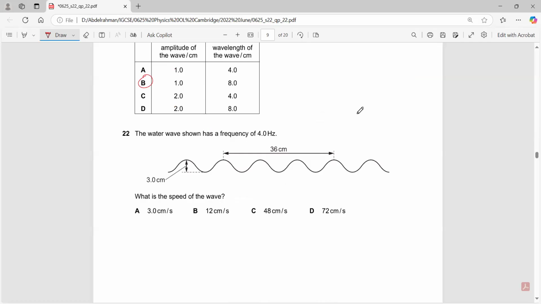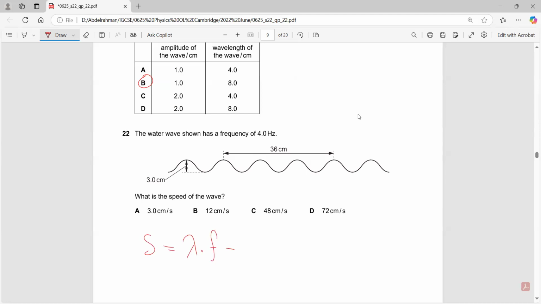Okay, that's a nice question. The water wave has a frequency of 4 hertz, and then you have 3 centimeters and 36 centimeters. How can I find the speed? Speed equals wavelength times frequency.